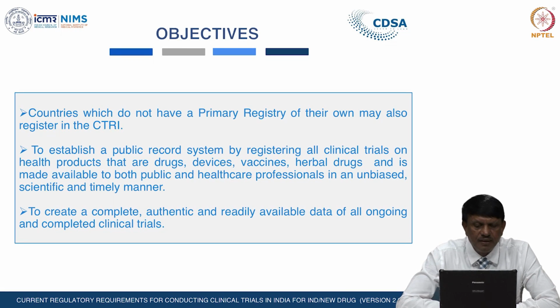The objectives of the CTRI are as follows. The first objective is to establish a public record system by registering all clinical trials on health products, that is drugs, devices, vaccines, herbal drugs, made available to both the public and healthcare professionals in an unbiased, scientific and timely manner. To create a complete, authentic and readily available data of all ongoing and completed clinical trials.